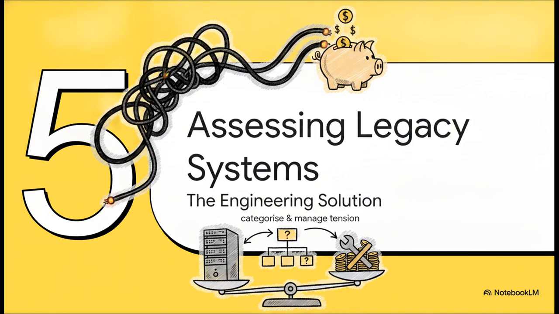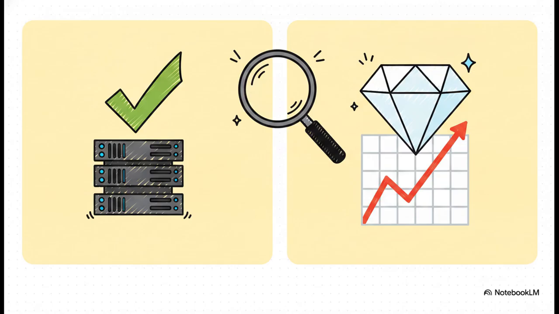Let's move into section 5, assessing and managing legacy systems. All right, so we can't easily replace them, but they're incredibly expensive to maintain. What do we do? The core engineering solution here is to systematically categorize and manage that tension. Companies assess their systems using 2 key metrics: technical quality and business value. Technical quality looks at the application itself, plus its environment, like the hardware and the support software.